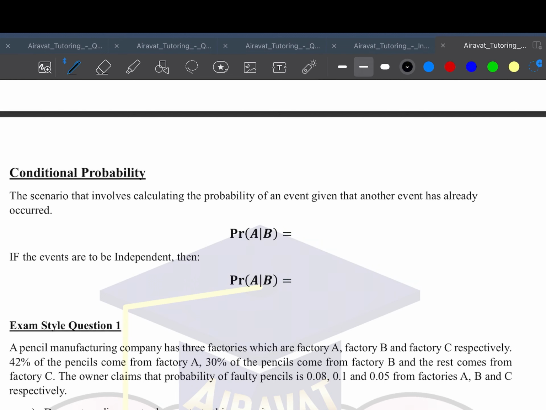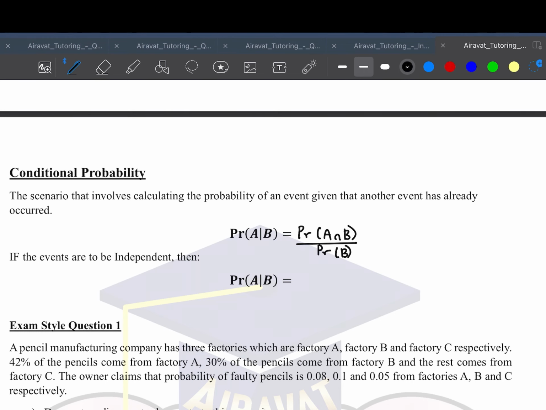Alright, now let's quickly look at conditional probability. Conditional probability is a scenario that involves calculating the probability of an event given that another event has already occurred. An example of this would be: find the probability of it raining today given that it is cloudy. In those kinds of situations, conditional probability is applied. So what is the formula of conditional probability? Well, conditional probability is the same as writing the probability of A given that B has already occurred. So what is the formula now? Well, the probability of A given B is just the probability of A intersection B divided by the probability of B.